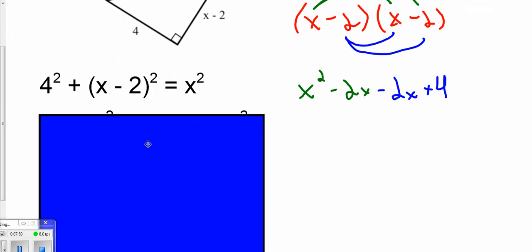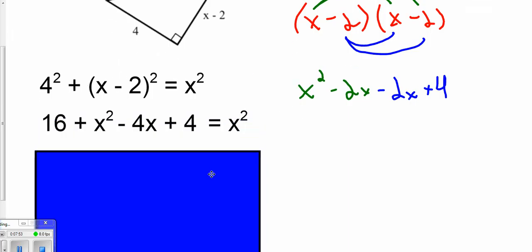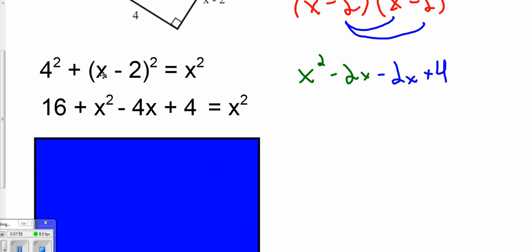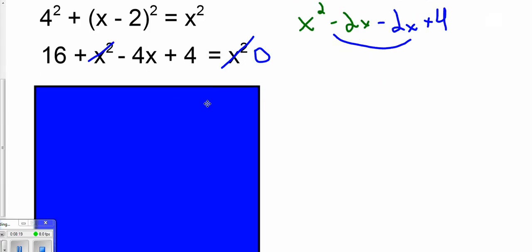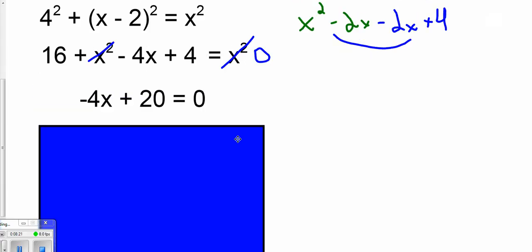So let's simplify everything from here. 4 squared becomes 16. X minus 2 squared becomes all of this, and notice that these two can combine to minus 4x: x squared minus 4x plus 4. And we still have an x squared over here. At this point, we'll combine any like terms. We're also going to subtract x squared from both sides, which means this will cancel out and this will cancel out, and we're left with a 0 on this side. So our equation says negative 4x plus 20 equals 0.